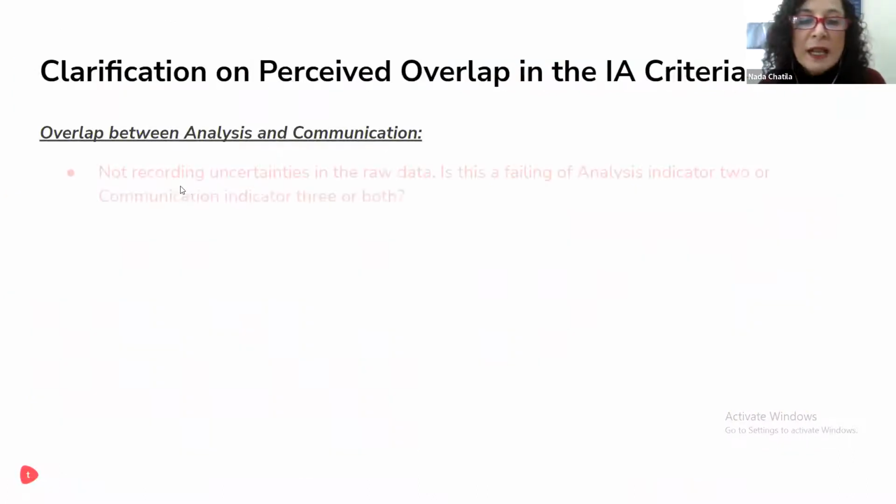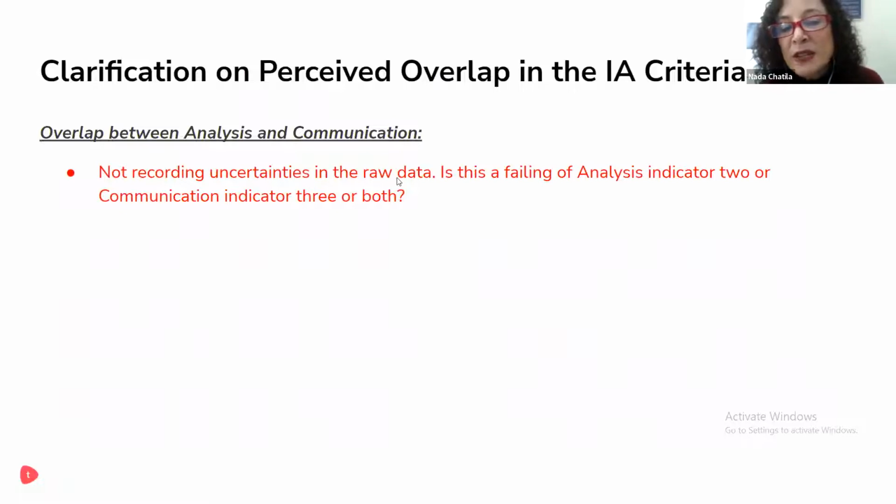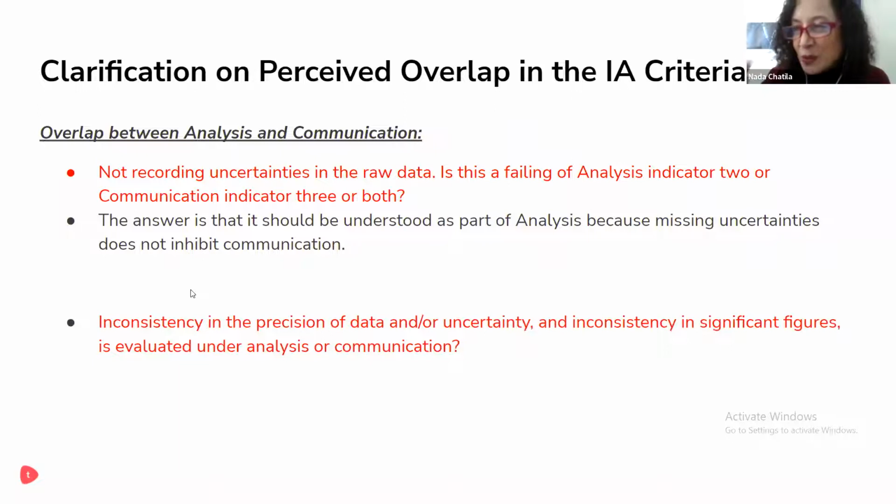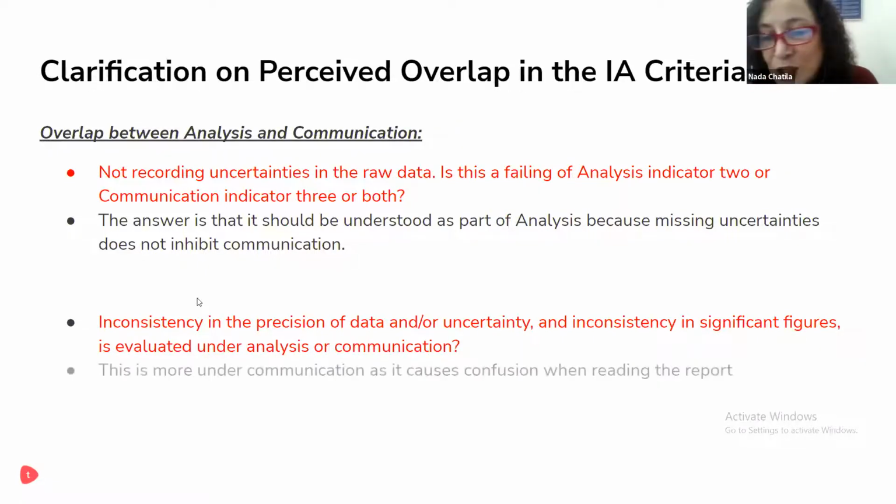Now, a question would be, not recording uncertainties in the raw data. Is this penalized under analysis, indicator 2, or communication, indicator 3, or both? Whenever there are completely missing uncertainties, this is an analysis problem. This is why I all the time stress the word inconsistency. When it becomes inconsistent use of precision, of uncertainty, significant figures, then this is a communication issue and not an analysis issue.